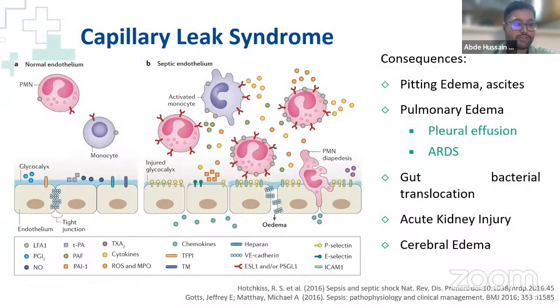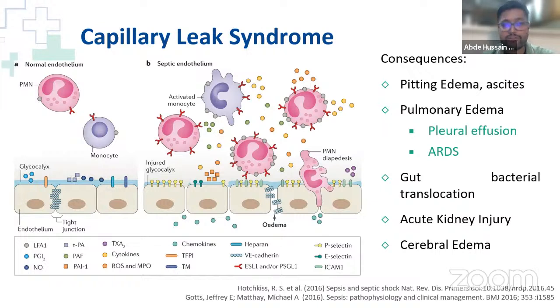Initially, in the normal stage, the endothelium is an intact structure, but because of the inflammatory reaction towards the bacteria, the immune cells release a lot of mediators. Like we already saw, the cytokines and chemokines lead to the breakage in the intact structure of the endothelium, and the fluids escape out from the capillaries. So what are the consequences of this capillary leak? First is pitting edema, ascites, whichever the site is affected the most. There we see the fluid leaking out.